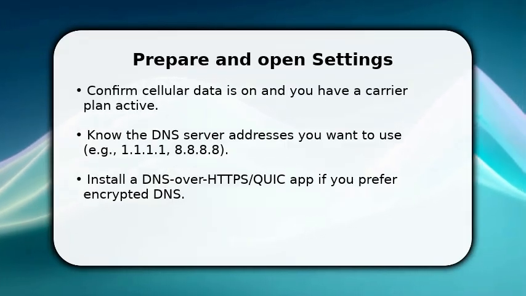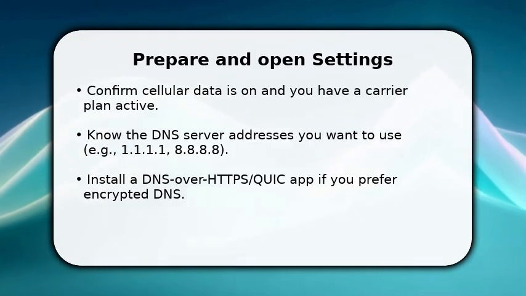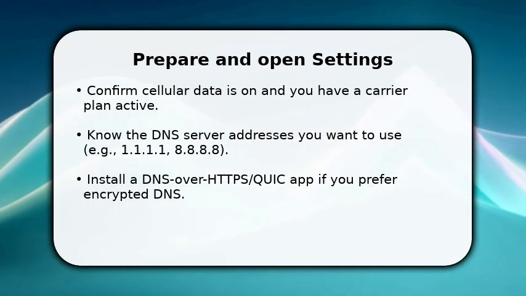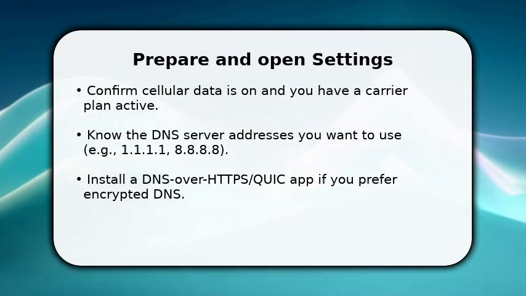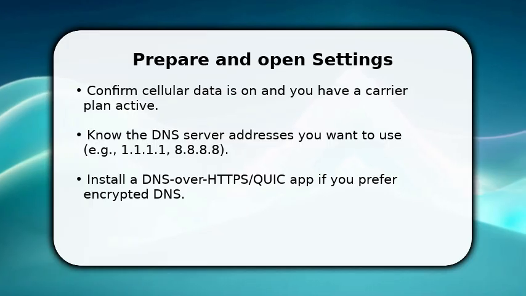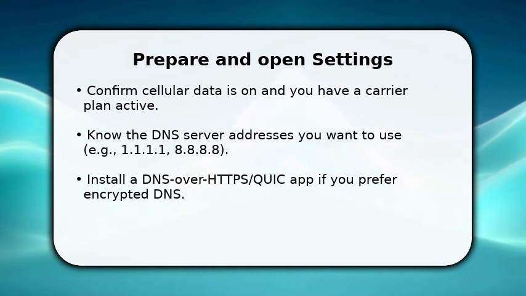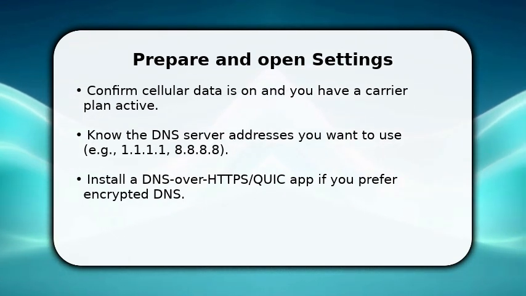If you want encrypted DNS, download or enable a DNS over HTTPS or encrypted DNS app now from the App Store before changing anything. Once downloaded, keep the app ready and return to settings. These prerequisites prevent switching Wi-Fi settings accidentally and ensure you apply DNS specifically to the mobile network.